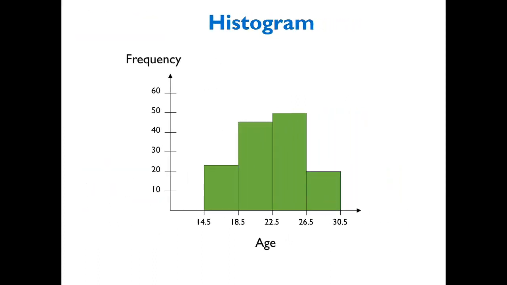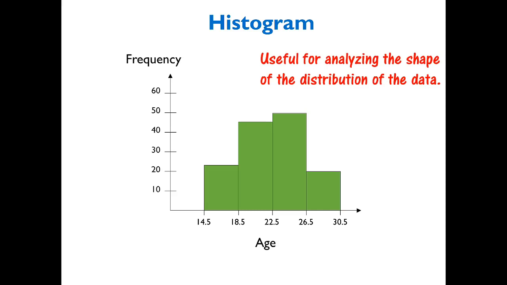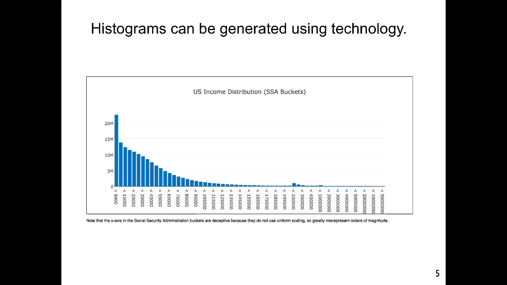So the importance of a histogram is that we're able to analyze the shape of the data and look at the distribution of the data more easily with a histogram. And it's also important to note that histograms can be generated using technology. So in this class, what's important is that we know how to read it and also know how to just create the bars that represent the frequencies.